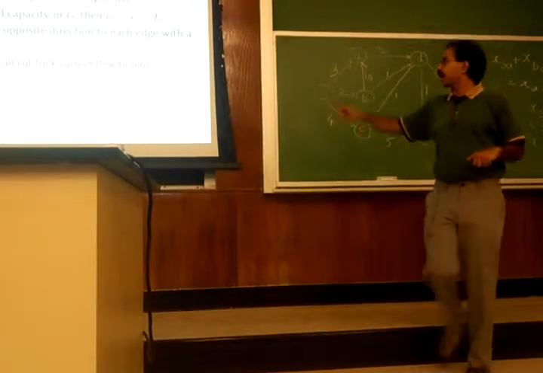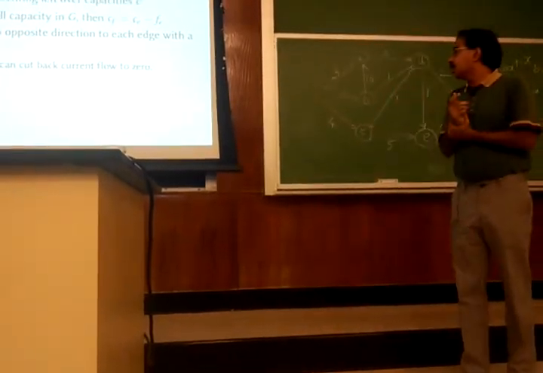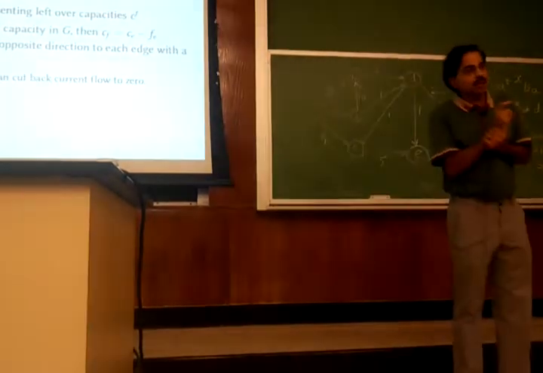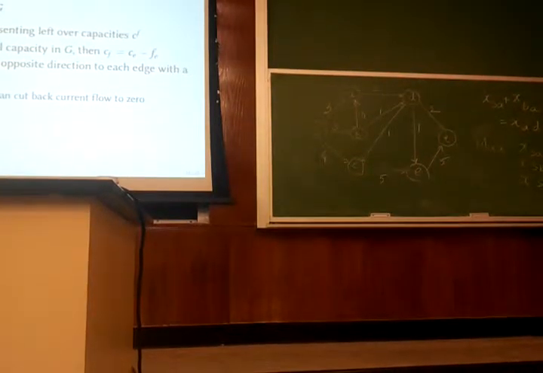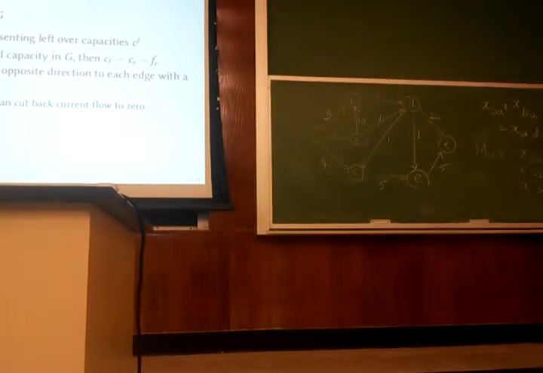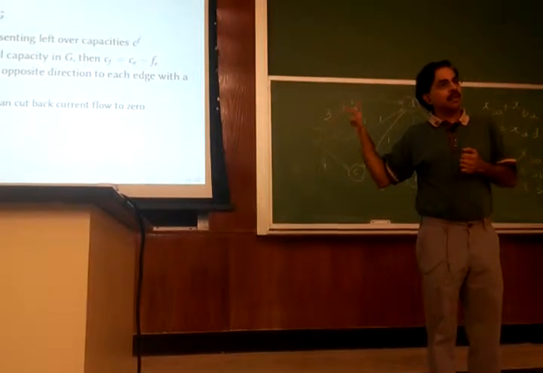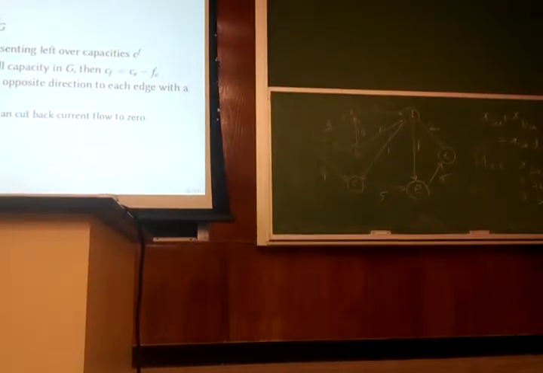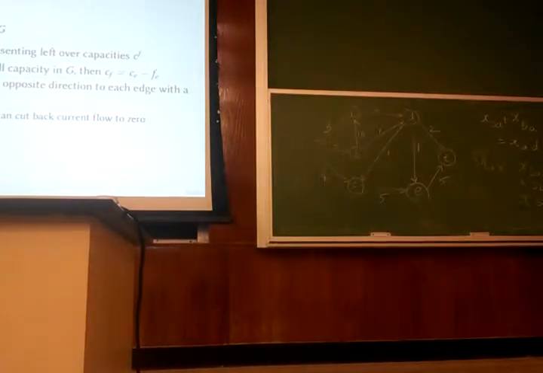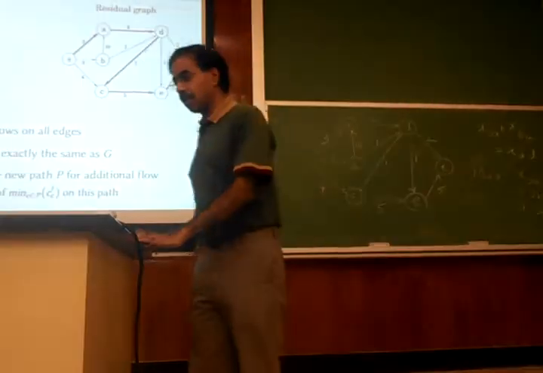So the residual graph typically has 2 edges corresponding to each original edge. If it's not at full capacity, there will be a forward edge which represents the leftover capacity of that edge. And there will be a reverse edge which shows the current flow that's already on that edge. So the idea is that the current flow can be turned off, and that's equivalent to pushing the same amount backwards. Let's look at it through an example.